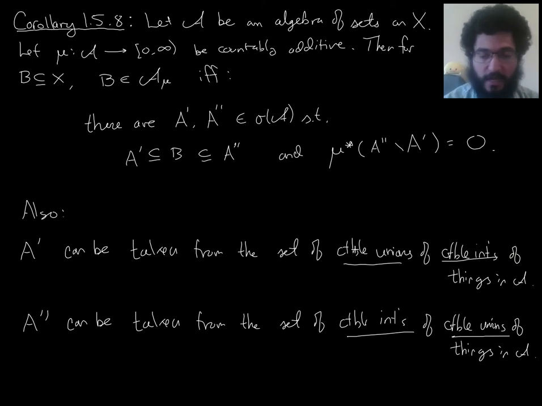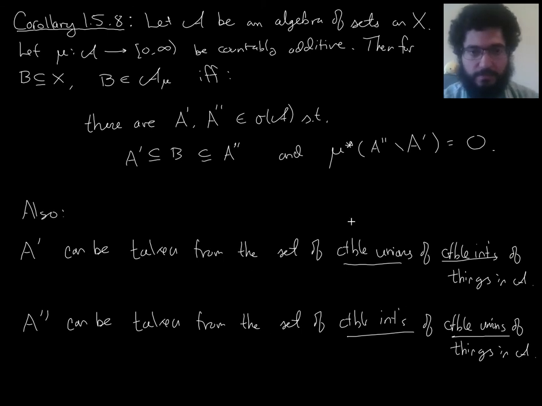So if it ended here, then you could object that this corollary is not so useful, since elements of the sigma algebra of sets generated by A are not so easy to describe. So this is not such a useful criterion. But there's more, which is that these don't need to be taken to be arbitrary elements from this sigma algebra. They can be taken to be certain kinds of elements that are easy to describe in a constructive way. So the inner one, A prime, can be taken from the collection of countable unions of countable intersections of things in the original algebra of sets. And A prime prime can be taken from the collection of countable intersections of countable unions of things from the original algebra of sets.